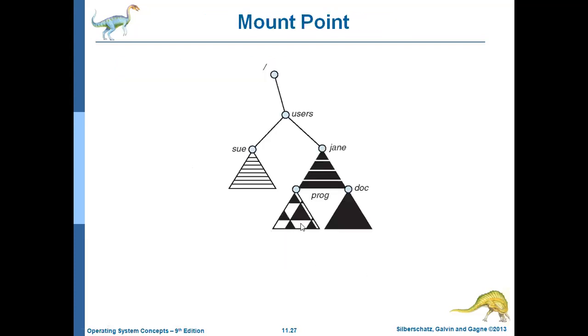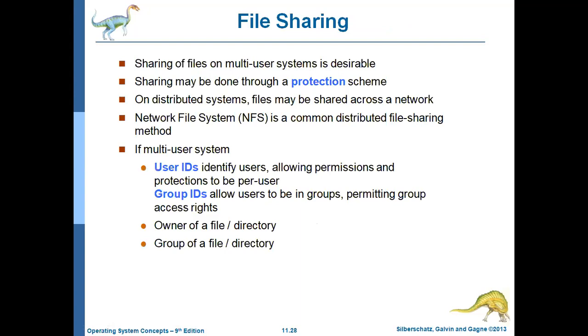This is the mount point. Then we come across file sharing. Sharing may be done through a protection scheme. What is this protection scheme? It runs on a single system or else multi-user. When it's a multi-user system, there are user IDs, group IDs, the owner of a file, or else a group of a file. Who are the allowers for the permissions to those respective files.